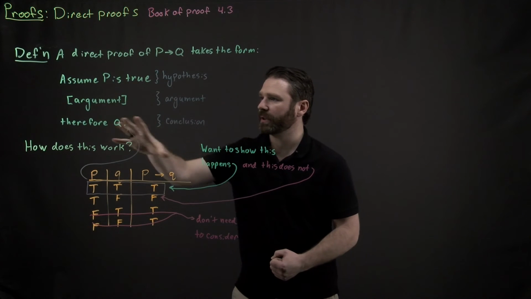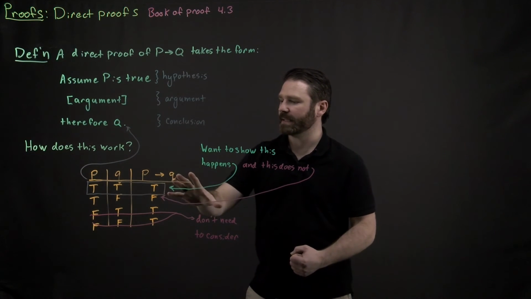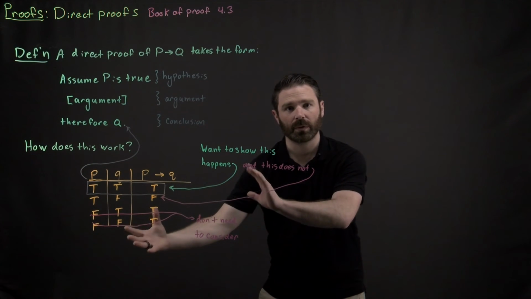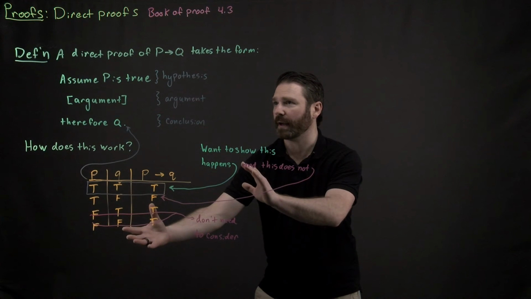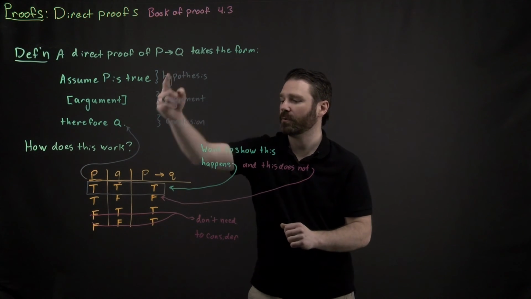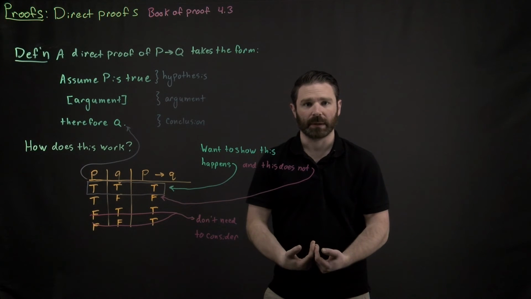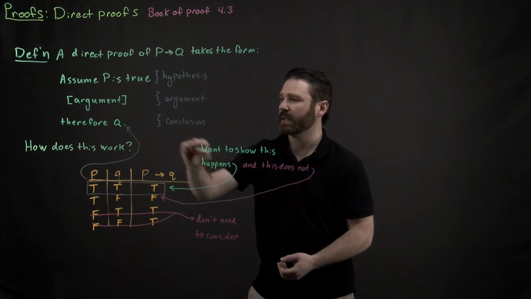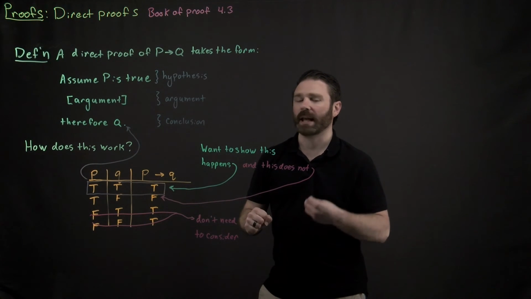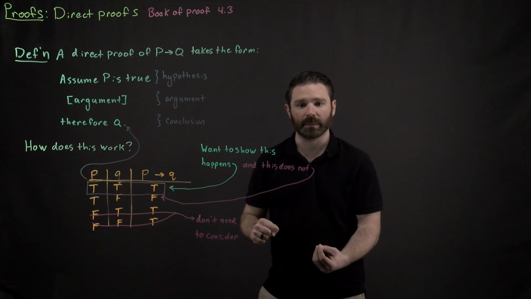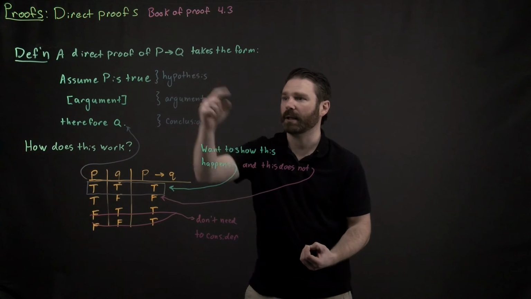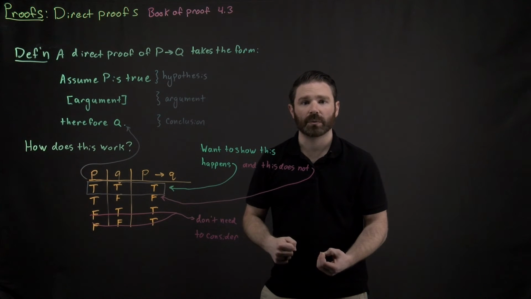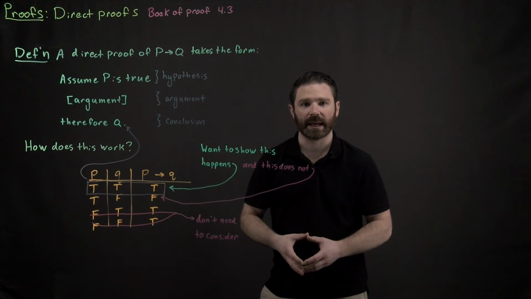So if you follow this structure right here, at the end of the day, because of this truth table, you will be able to verify that P implies Q indeed is a true statement. So if you argue in this sort of format, you will have developed a proof, a valid argument that shows that P implies Q is true. And don't worry, we will see lots of examples of this in action.